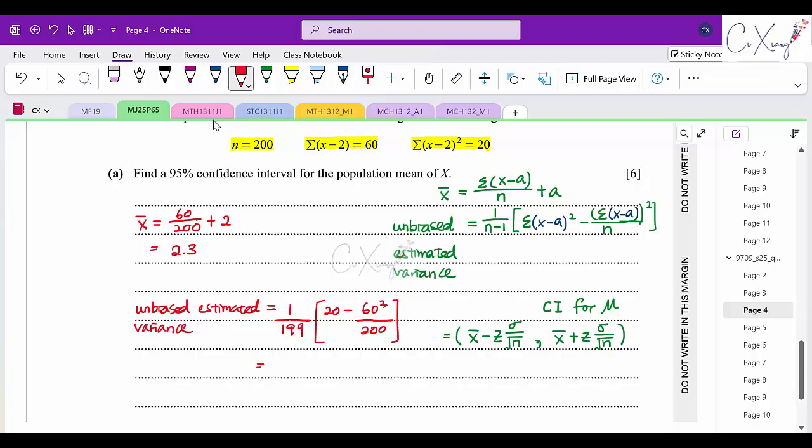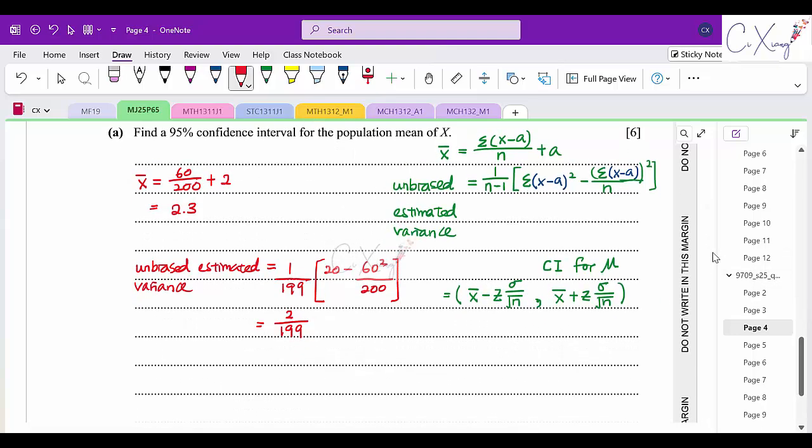Then again, simplify the value by using a calculator. It will give you a value which is 2 over 199. I will keep it in the exact value, because I want to use it in the calculation for the confidence interval later. Okay, I already have the sample mean and the unbiased estimated variance. Then next, I need to get the value of z.